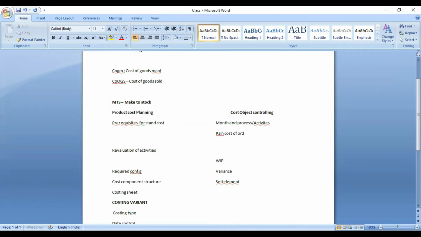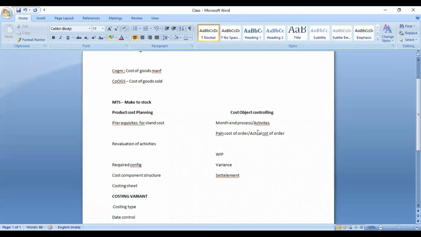Plan cost of order, similarly actual cost of order. So we will discuss these things later on cost object controlling. First we will concentrate on this planning. In this product cost planning, what will we do?